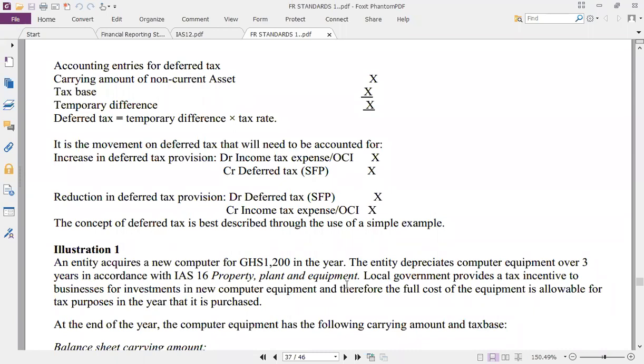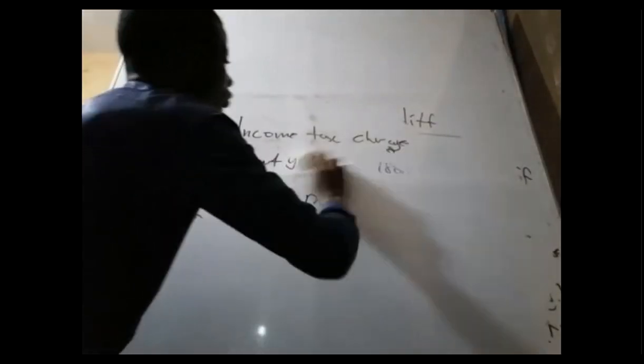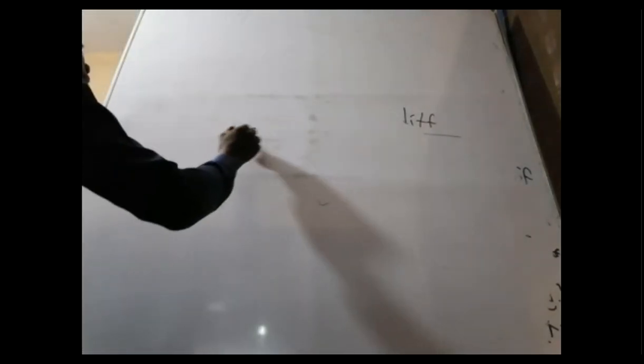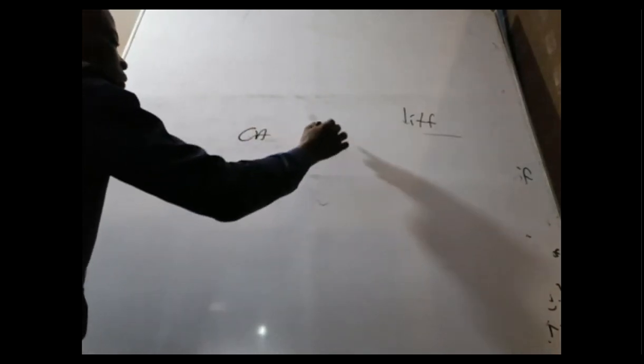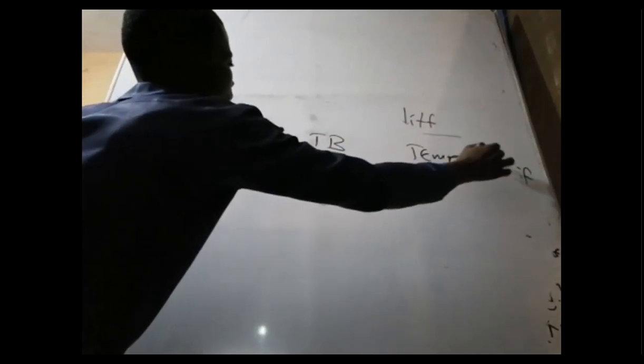So how do we find the temporal difference? Let's use this particular question. This is an asset. They acquired a computer. So let's go to the board. They acquired a computer. So right here, current amount and tax base, and it becomes the temporal difference.